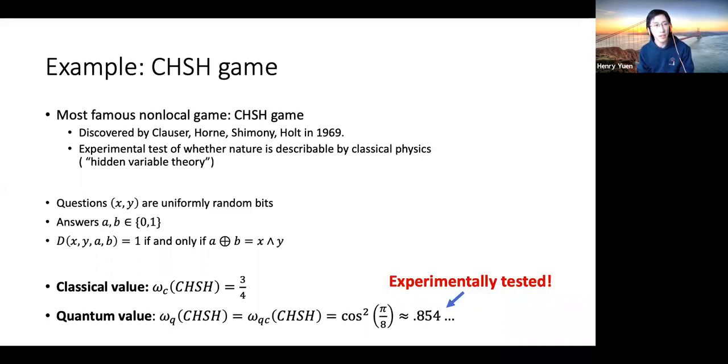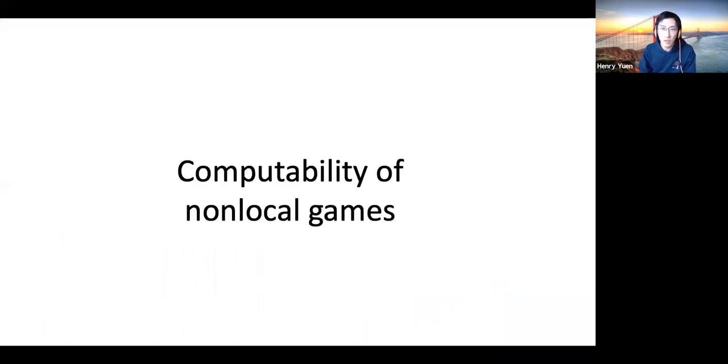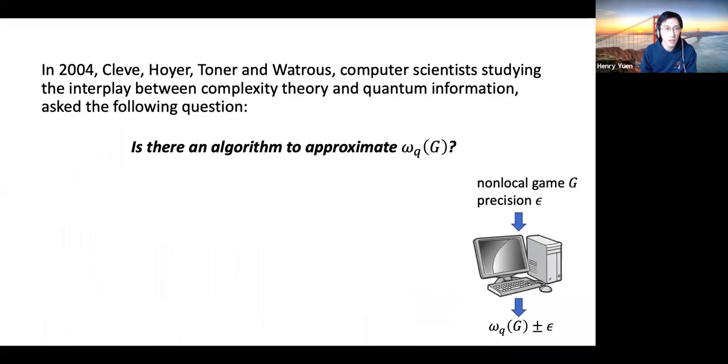Okay, so that's an example of a non-local game. And now let me turn to this question of computability, right? So back in 2004, there were some computer scientists thinking about complexity theory and its interaction with quantum information. And they asked, we have this quantum value, this omega q. Is there an algorithm to approximate this number? So what we really mean is, we would like some general procedure.